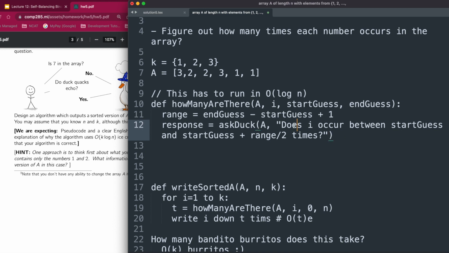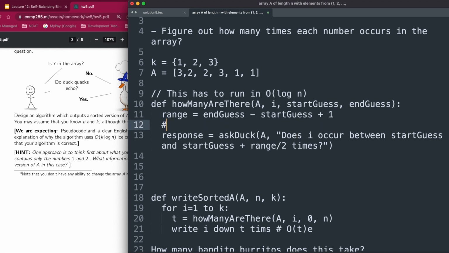So this is a yes/no question. This is not asking him how many times does it occur. This is asking him, does the number of times it occurs fall between my starting guess and my starting guess plus range divided by 2? So what does this mean? Let's say, at the very beginning, our starting guess is basically 0 and n. So what this is going to be asking is, does I occur between 0 and n divided by 2 times, right?